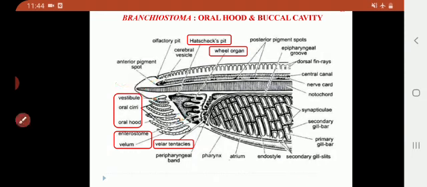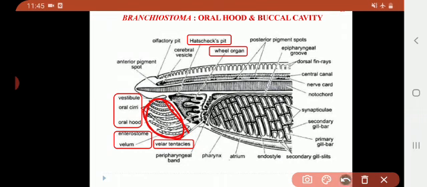You can see in the case of Branchiostoma, the mouth is not visible from outside. The reason is it is bordered by a frill-like membrane which is referred to as the oral hood. So this whole structure is the oral hood. The mouth opening is dorsally as well as laterally completely covered by the oral hood, and that is why it is not visible from outside. When you look at the organism from the anterior part, it is somewhat like a depression.